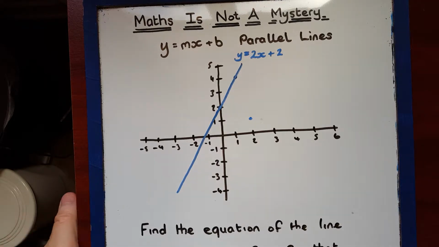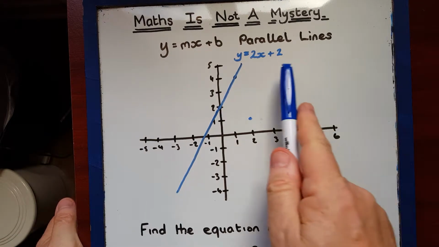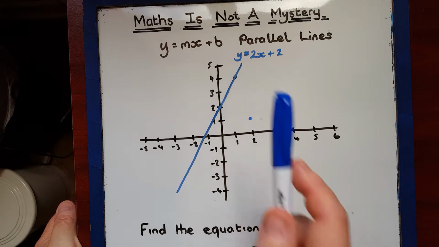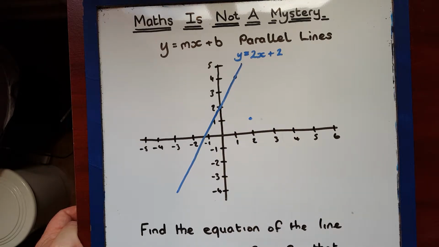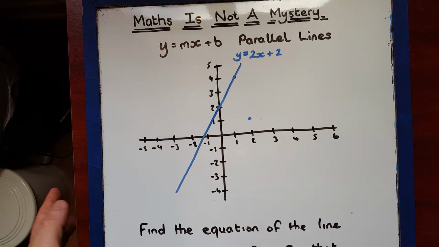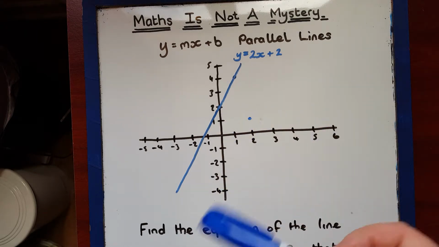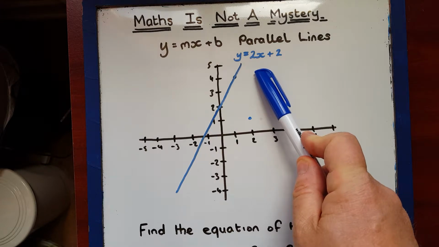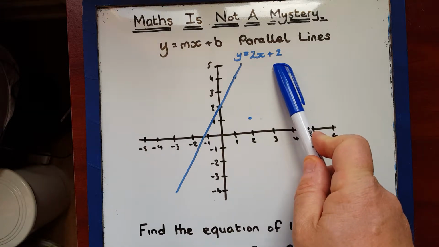If you think about the y equals mx plus c, the 2x part is the gradient, isn't it? The 2x is the gradient. The 2 stands for 1 across, 2 up. Every line that's parallel to this line will have the same gradient. It will always be 2x. It's the next part that's complicated.